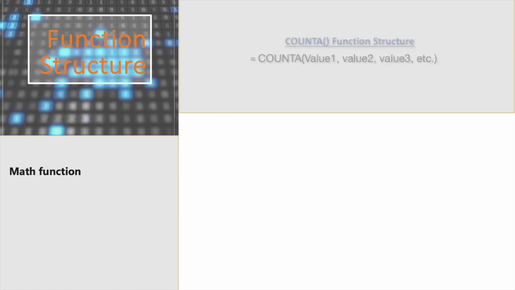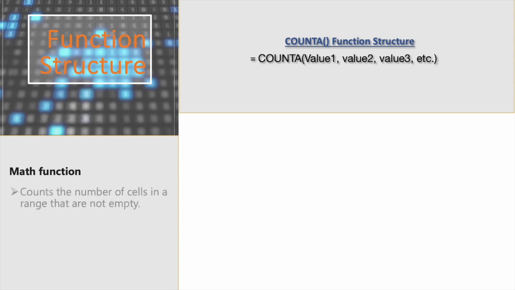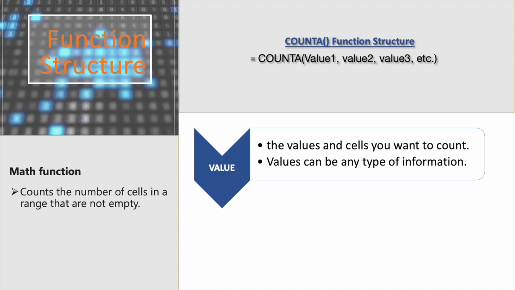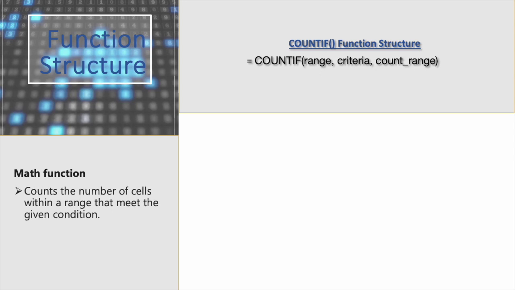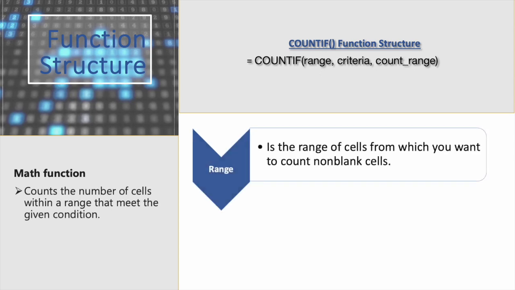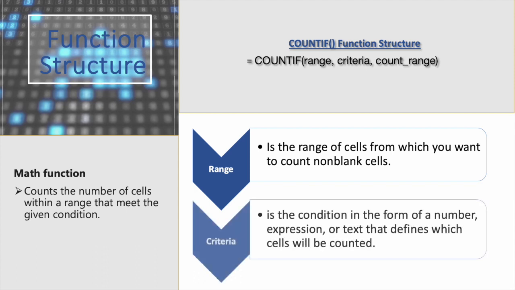Next we have COUNTA, which counts the number of cells in a range that are not empty. For value, you add the values and cells you want to count. Values can be any type of information. And here's the COUNTIF structure. It counts the number of cells within a range that meet the given condition. The range is the range of cells from which you want to count non-blank cells. The criteria is the condition in the form of a number, expression, or text that defines which cell will be counted.